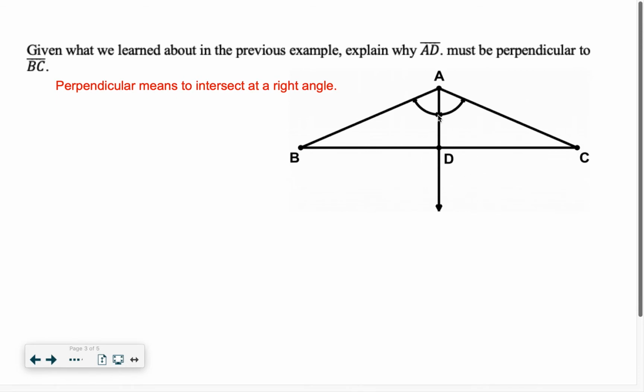Now, this is a perpendicular line. It is a perpendicular line because it created a 90-degree angle, okay? So, it is a perpendicular. Well, now it's also called a perpendicular bisector, okay? This is going to be called a perpendicular bisector. Why is it a perpendicular bisector? What does a perpendicular bisector do?